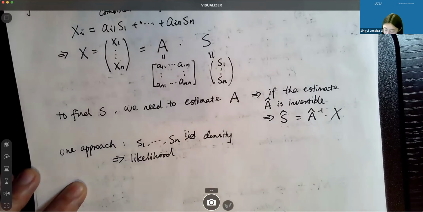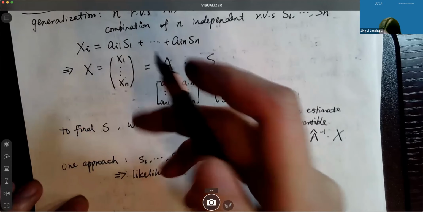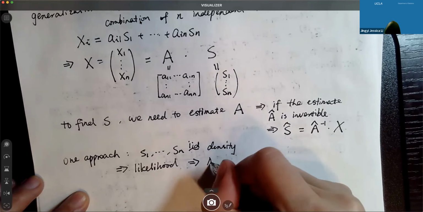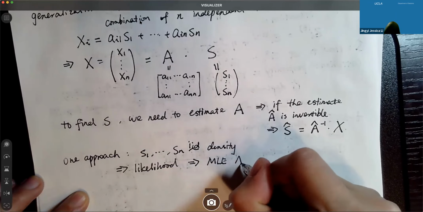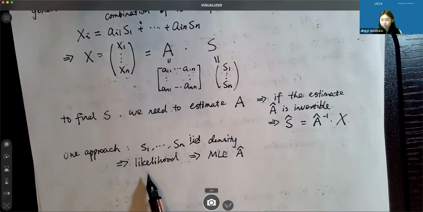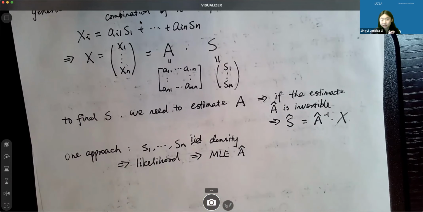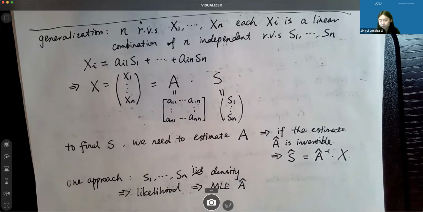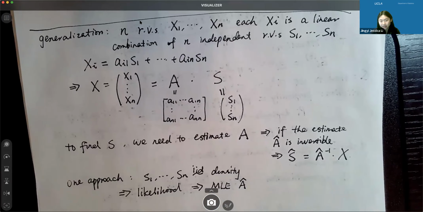Okay, based on your data, the measurements X1 to Xn, you find the MLE, the estimate A hat. So that's one approach. You can see that here the independence will get into the likelihood, right? Because you're going to use the independence of S1 to Sn to write down a likelihood, and then you get to an optimization problem.